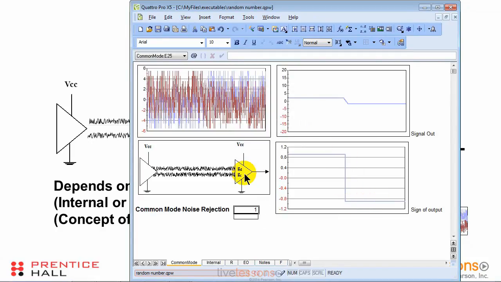That's because the common mode rejection of the amplifier is rejecting all of this common mode noise, and the only thing that is getting through at all is the signal. That illustrates the benefit of differential signaling. There's not much of a benefit if the noise is internally generated. But if the noise is common mode noise, then there is a real benefit to differential signaling.